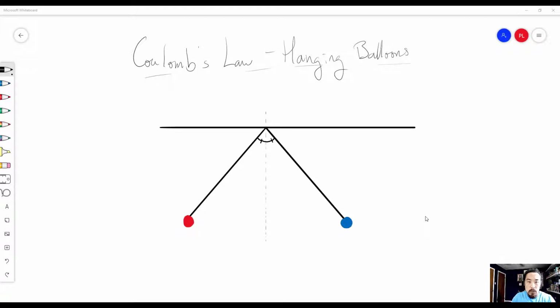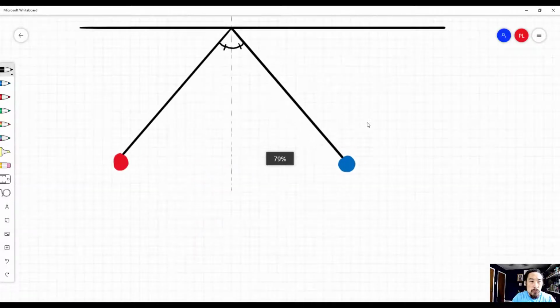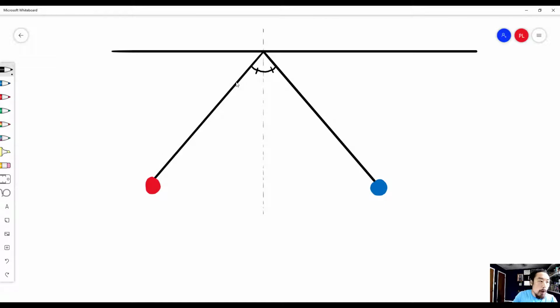All right, let's begin. To start us off, let's do a quick little sketch. Up here, you see a horizontal line that just represents our ceiling. And we have two spheres down here that can represent my balloons. These balloons are attached by two strings. And because of Coulomb's law, they are repelling each other, which means that they have the same charge.